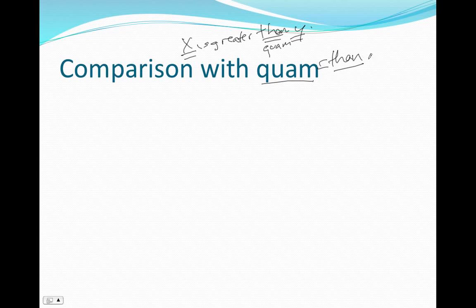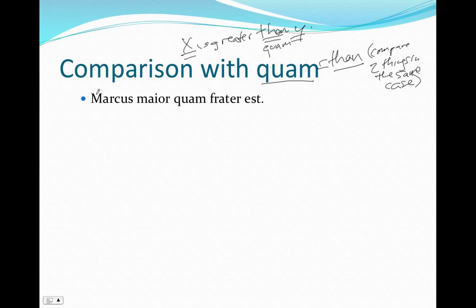So quam is going to compare two things in the same case. Right? So both x and y have to be in the same case. So if x here is in the nominative, y will be in the nominative. Like we have here. Marcus maior quam frater est. Marcus is bigger, quam frater, than his brother. Frater is nominative because we're comparing frater to Marcus.